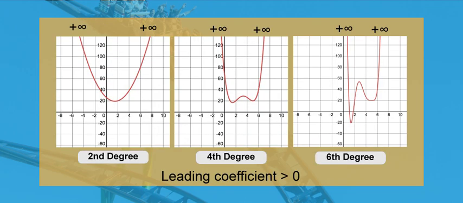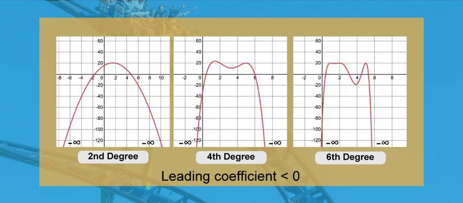Here are 3 graphs with even-numbered degrees. Each polynomial function has a leading coefficient greater than 0. The end behavior for all of them is positive infinity. Now let's look at even-powered graphs with a leading coefficient less than 0. These are upside-down U-shapes, and their end behavior is negative infinity.